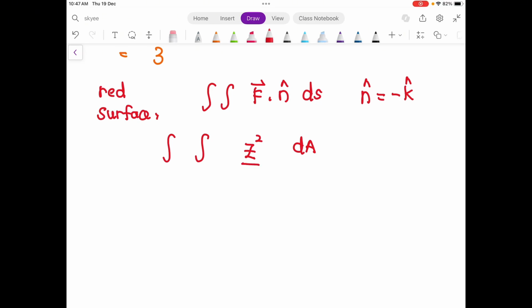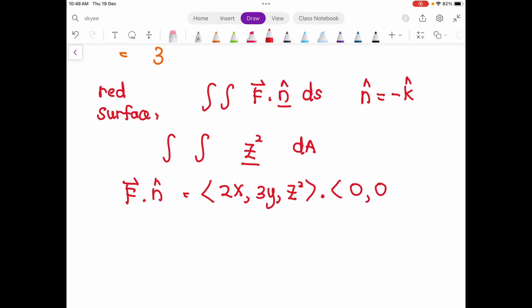Where does this come from? Because I skipped the step, I will explain one more time. Then in the following, I will just skip the step. So it's 2x, 3y, z squared, dot product with unit vector n. As I told you just now, this will be 0, this also will be 0, and this will be negative 1, because it's negative k. So when we dot product, this one is gone, just left with z squared. So you put the z squared above.